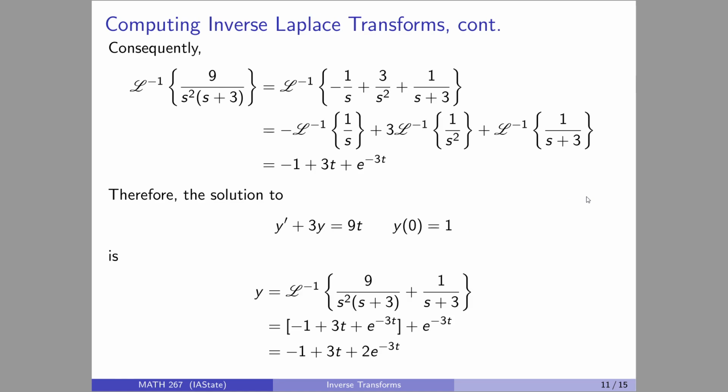So the solution to my first order linear differential equation with initial condition y of 0 is 1 is as follows. Convert over to the inverse Laplace problem. This is an easy inverse Laplace. This one required us to get a little fancy with our partial fractions, but it all comes out, and there we go: -1 plus 3t plus 2 times e to the negative 3t. All right, and you can verify that that is indeed the right answer.